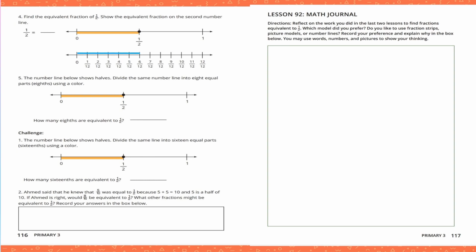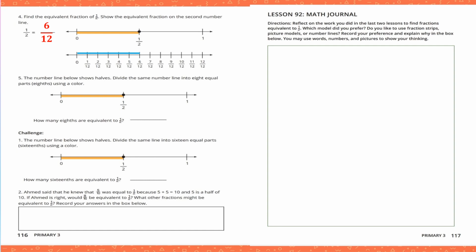Yes, 6 over 12. So 1/2 equals 6 over 12. Or we can find it by multiplying the numerator and the denominator by 6. 1 times 6 equals 6. 2 times 6 equals 12. So it will be 6 over 12.